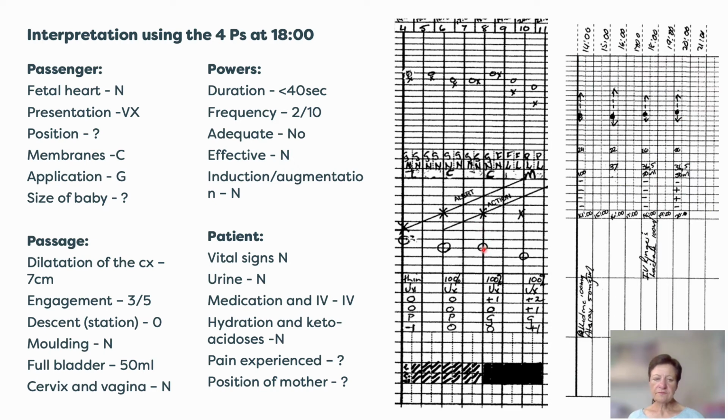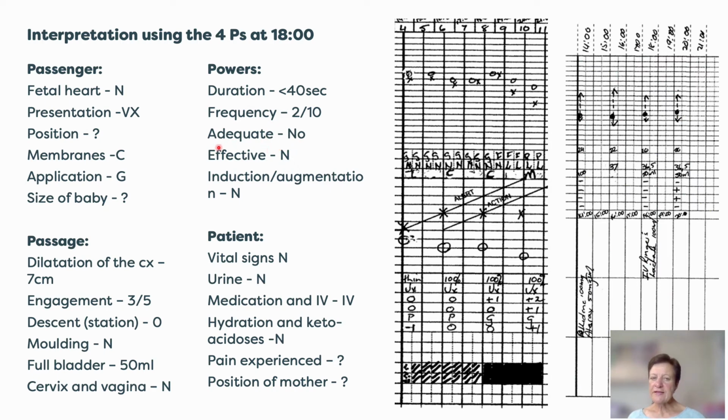As far as the powers are concerned, we see now that I really apologize. My smaller and bigger signs are all wrong. In this case, there are 2 contractions where the contractions are longer than 40 seconds. So the contractions at least become a little bit longer, but we're still worried about the fact that there's still only 2 contractions in 10 minutes.